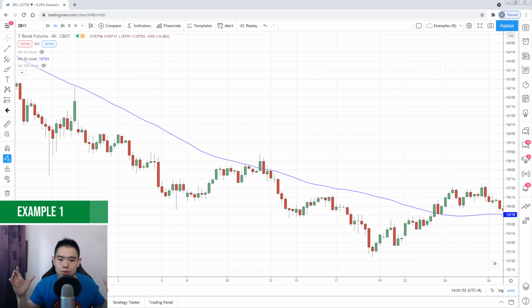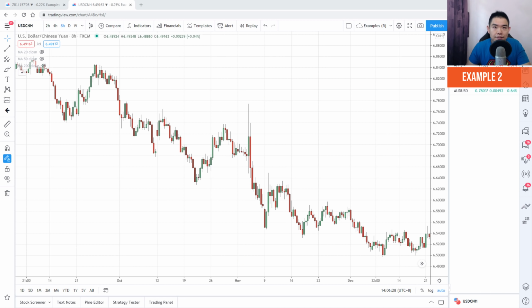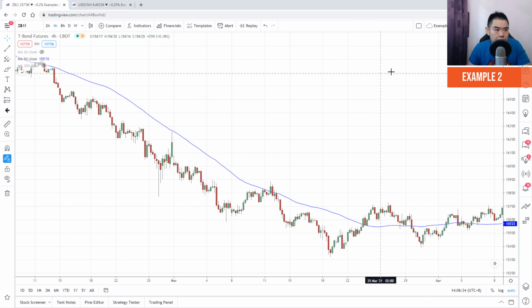So again, this is to let you know that no trading strategy works all the time, and to manage your expectations in the real world of trading. Okay, so moving on, let's have a look at another trading example. And by the way, if you're wondering, the previous example is actually the US 30-year bond futures market, and that was the 4-hour time frame.